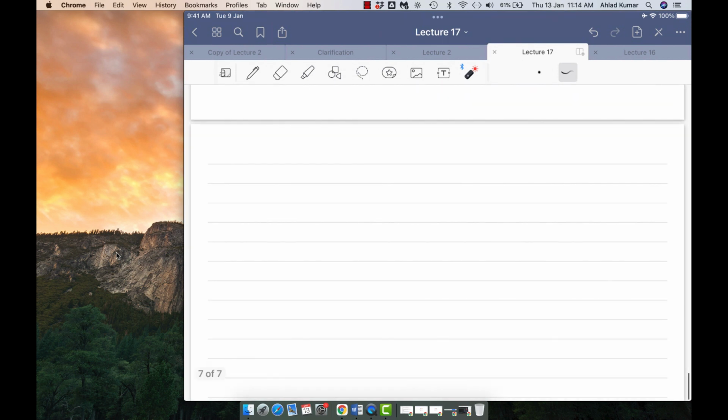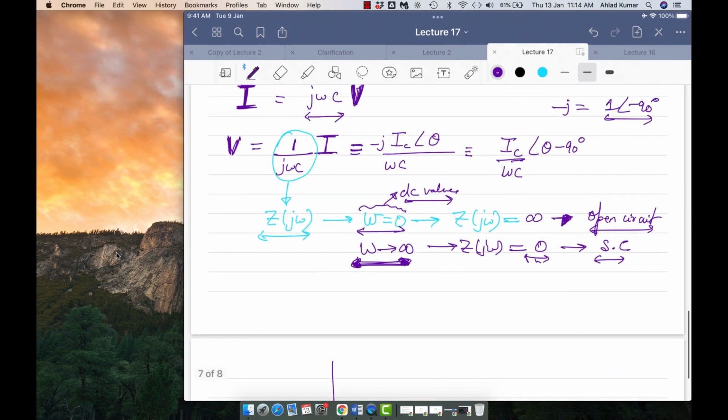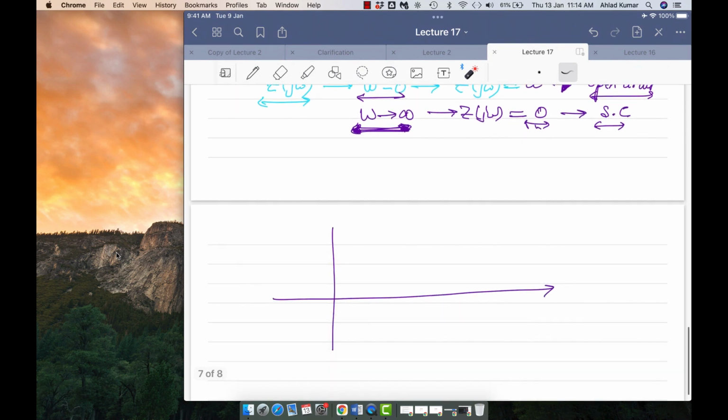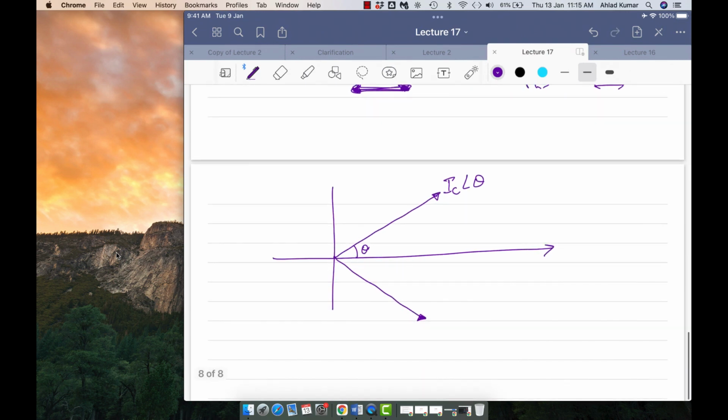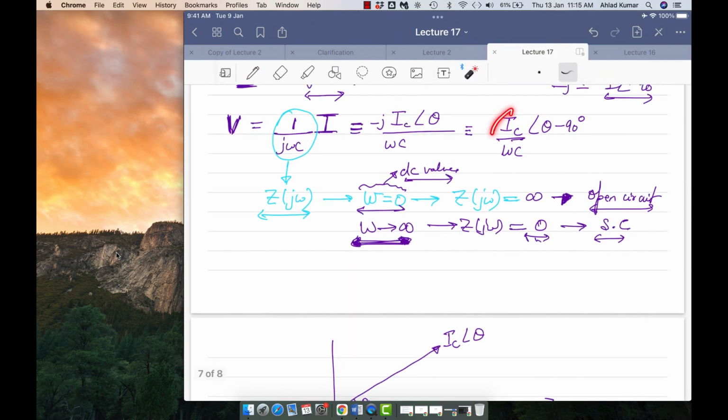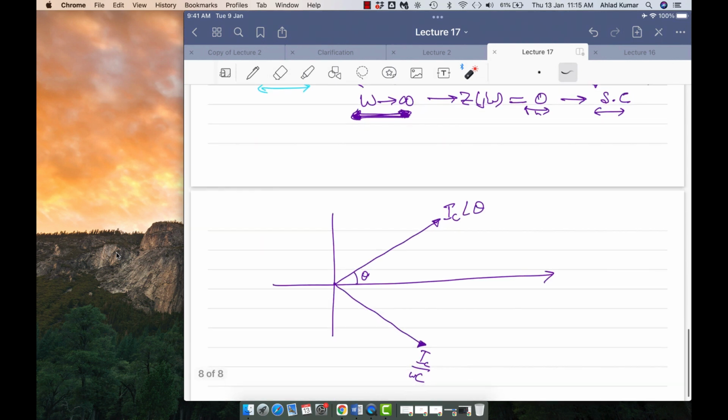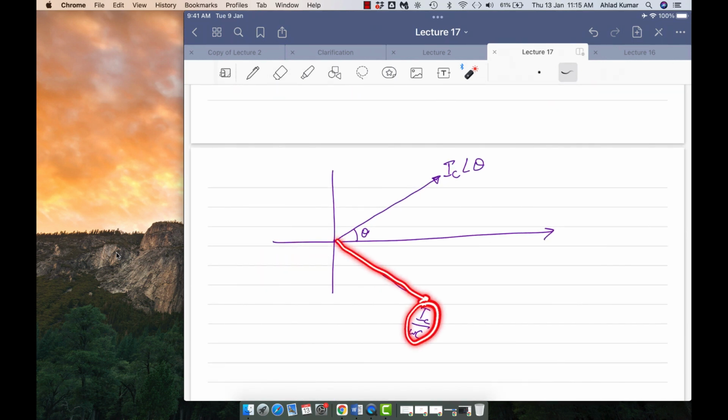Now if I want to represent it in phasor format, you have this I_C angle theta, which is making an angle theta. Then your voltage V_C, please note that the amplitude of the voltage will be different. It is a smaller amplitude, and the magnitude of that is I_C over omega C. You can see it from here, right? No magic, only calculations. So I_C by omega C will be a smaller one and this one will be a bigger one.